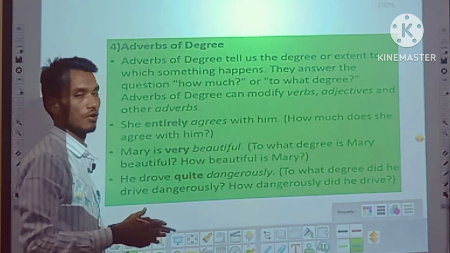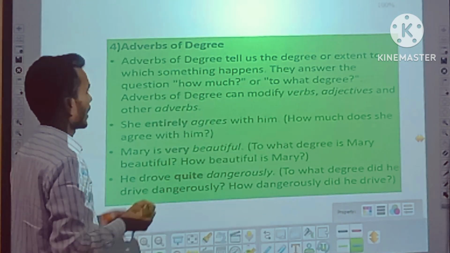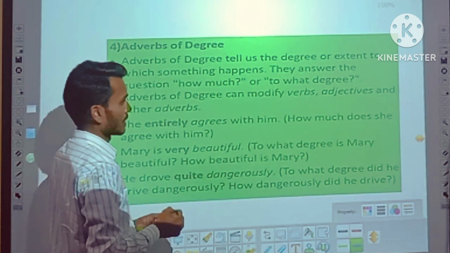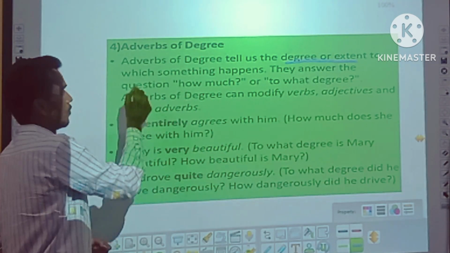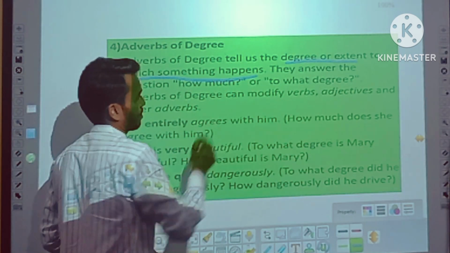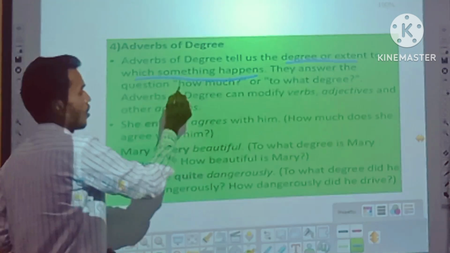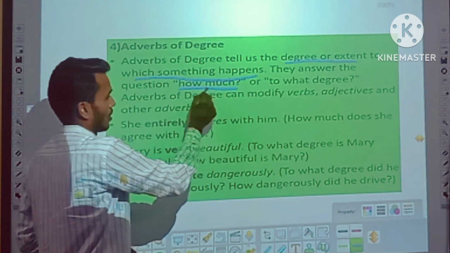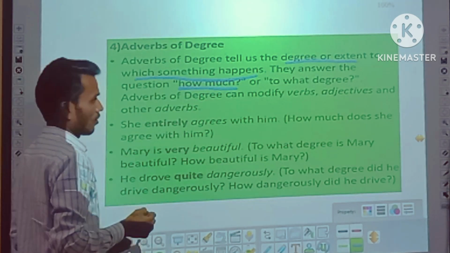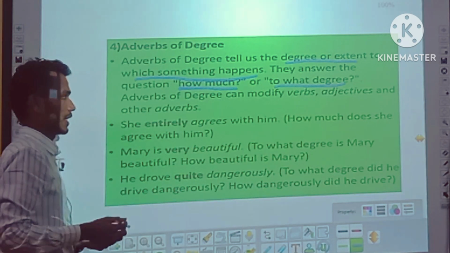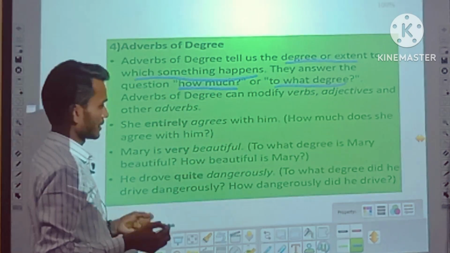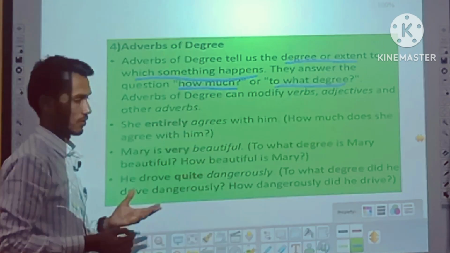Then adverb of degree. Adverb of degree tells the degree or the extent to which something happens. They answer the question how much, or to what degree. Adverbs of degree can modify verbs, adjectives, and other adverbs.